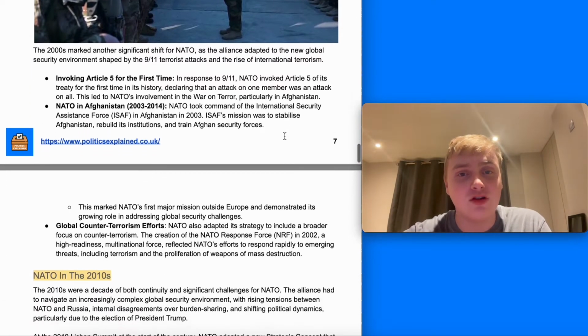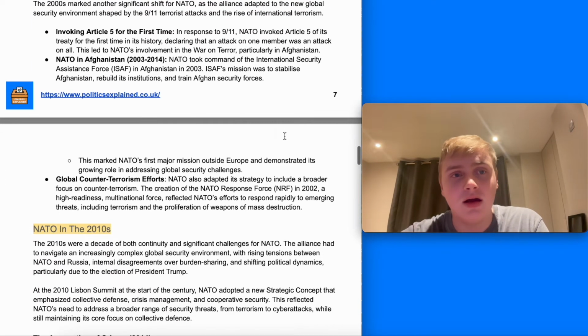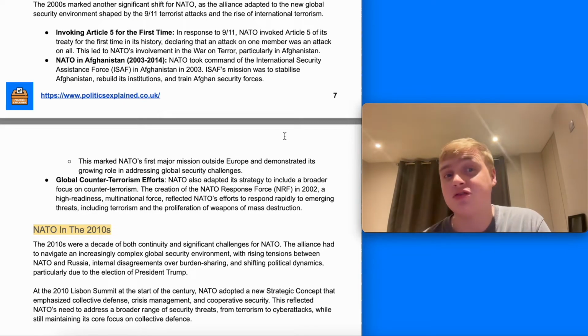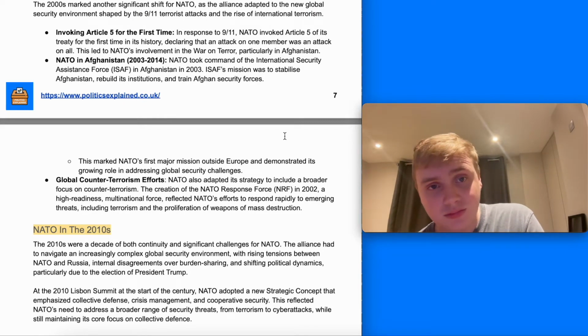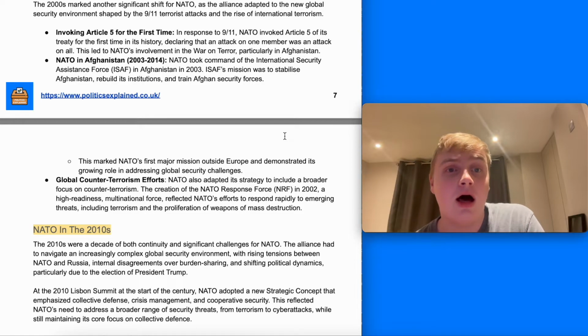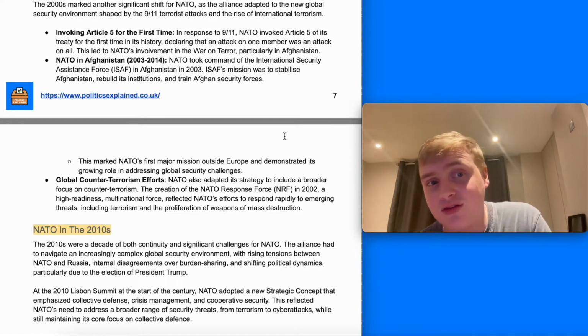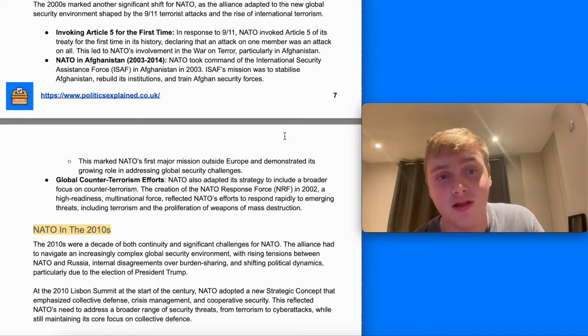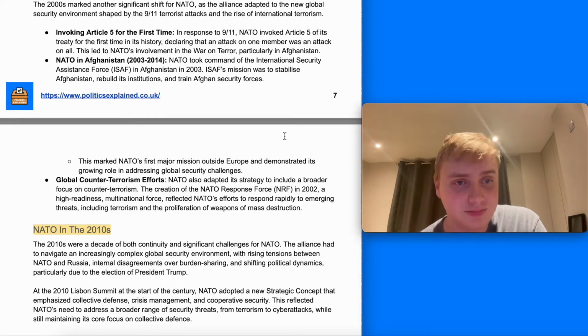So it began to adapt to a new global security environment shaped by 9/11, and crucially invoked Article 5 for the first time. In response to 9/11, which declared an attack on the United States, and it was therefore seen as an attack on all, this led to NATO's involvement in the war on terror, particularly in Afghanistan.